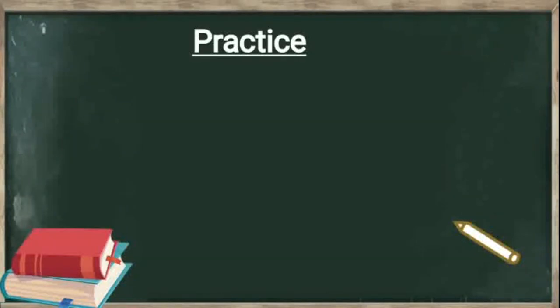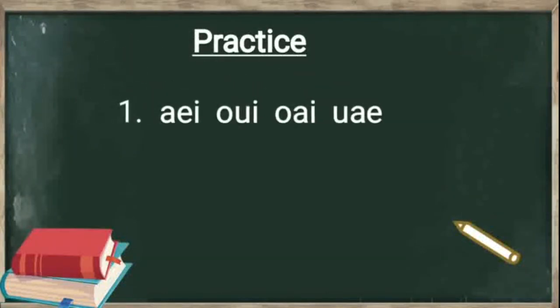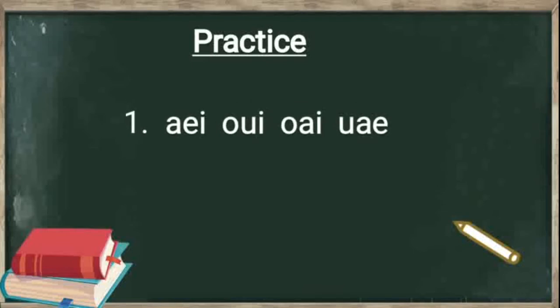Now let's practice some questions. Listen to the following set of vowels and try to get the correct answer. So first one is O, A, E. Can you identify the group of vowel being said? Yes, the correct one is third one.